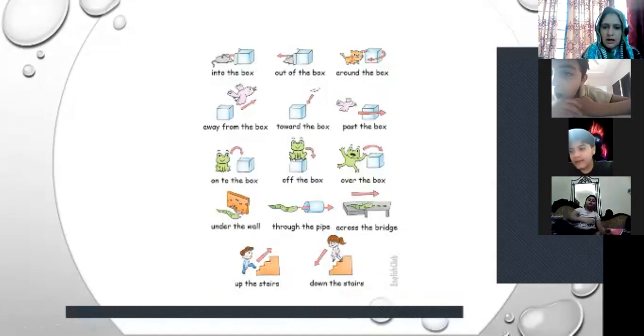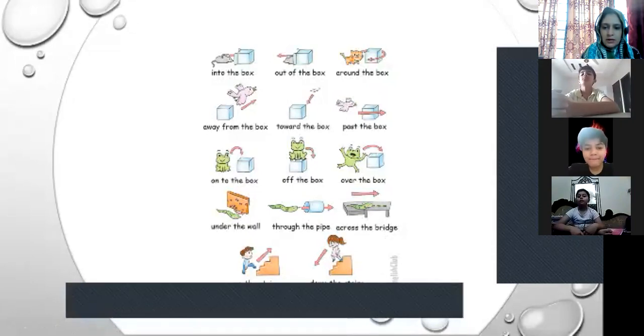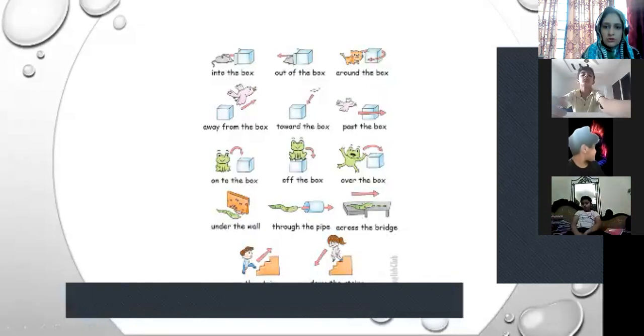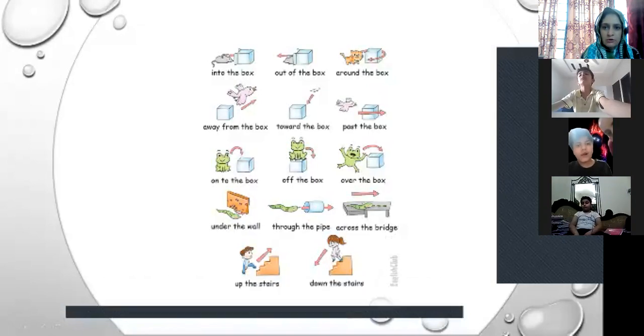It's very simple. Up the stairs. This boy is going up the stairs and this girl is coming down the stairs. So these are different prepositions of movement. Into the box, out of the box, around the box, away from the box, toward the box.